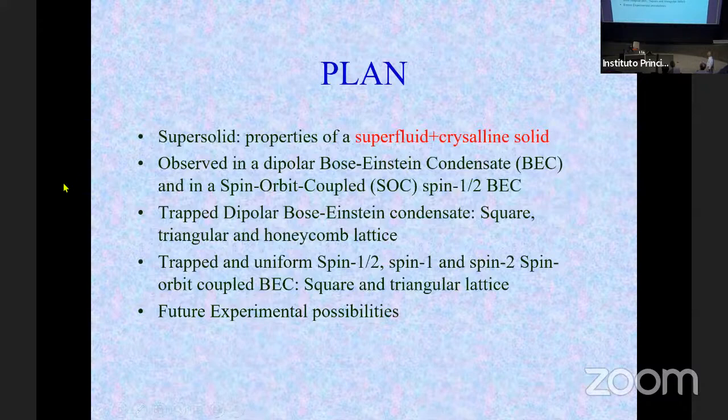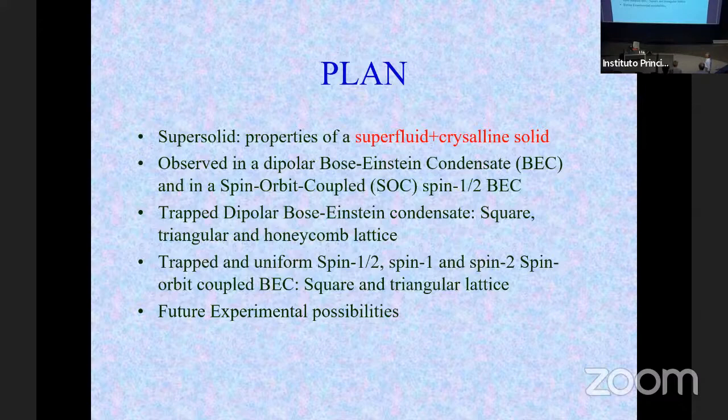You have seen that, what is supersolid? Supersolid has the properties of both superfluid and crystalline solid. Superfluid, it flows without friction. That's a simple property. It has a phase coherence. And if it is a crystalline solid, it does not have continuum translational symmetry. It is broken. It has discrete translational symmetry, and you have at the same time breaking of gauge symmetry, continuum gauge symmetry, because of the generation of the phase coherence.